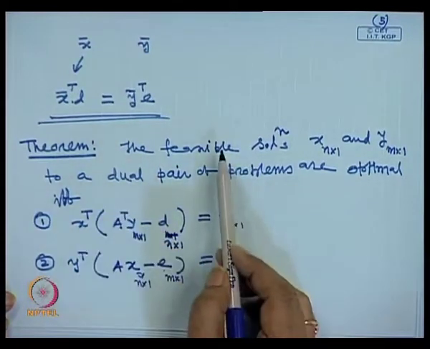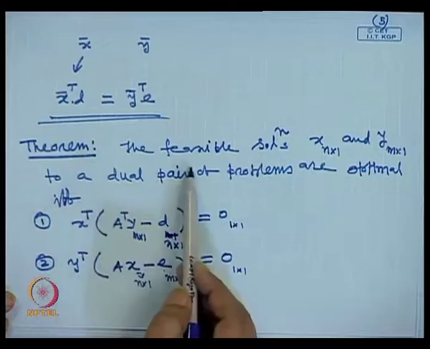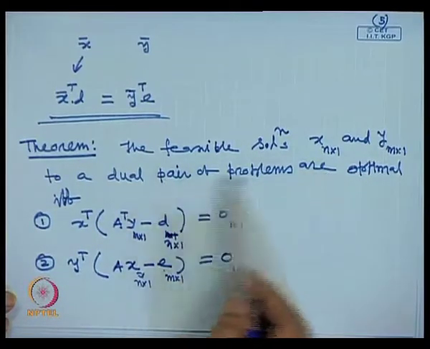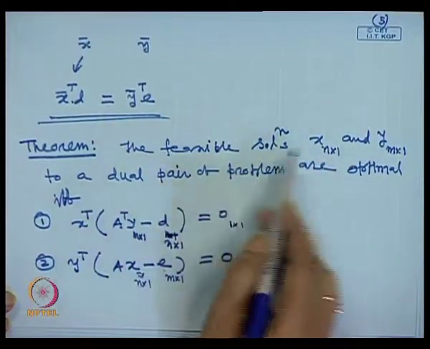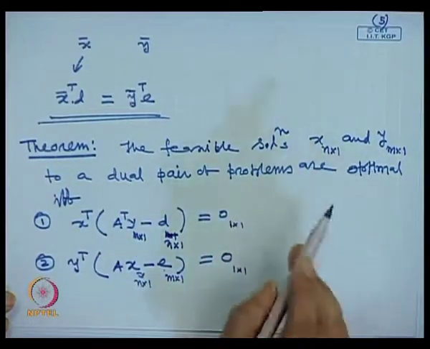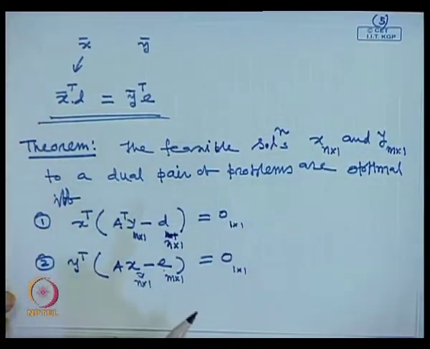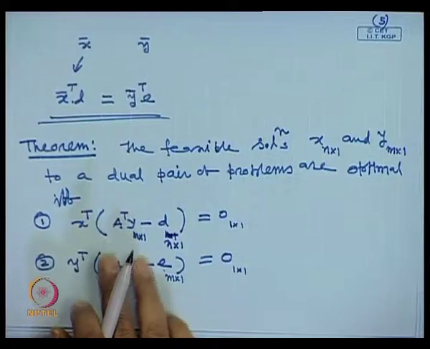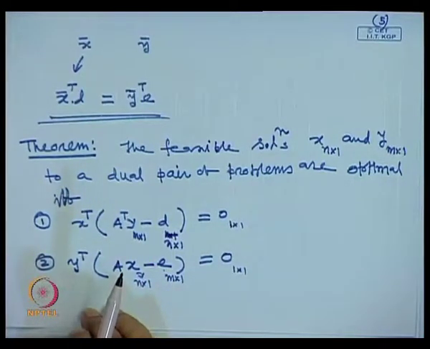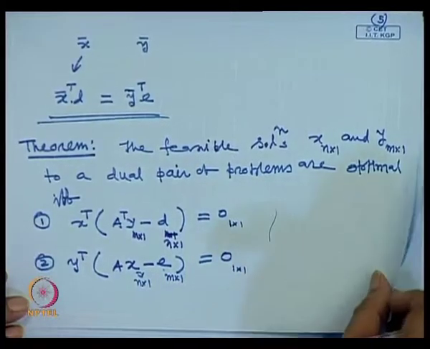So our theorem tells us that if x and y are feasible solutions of the dual pair of problems, they are optimal if and only if this condition is satisfied. This indicates that if you know the solution of the dual problem, one can find the solution of the primal problem, the original problem given, using these two relationships. So, let us see the proof of this.